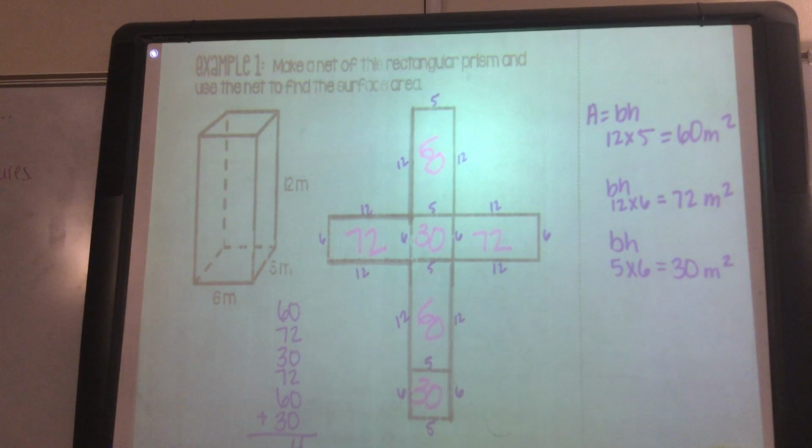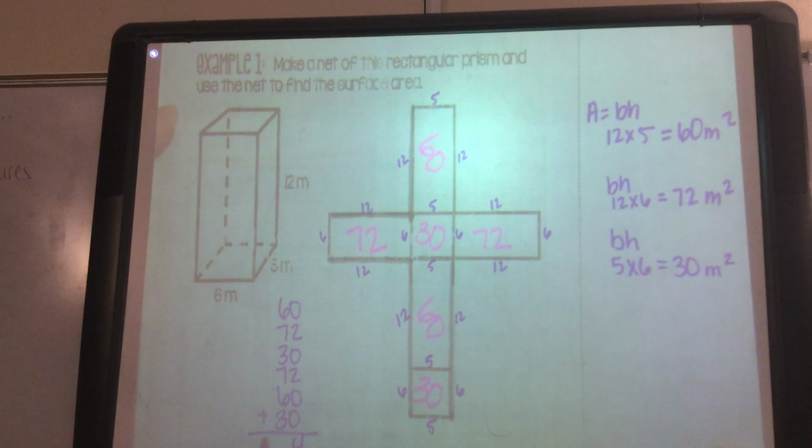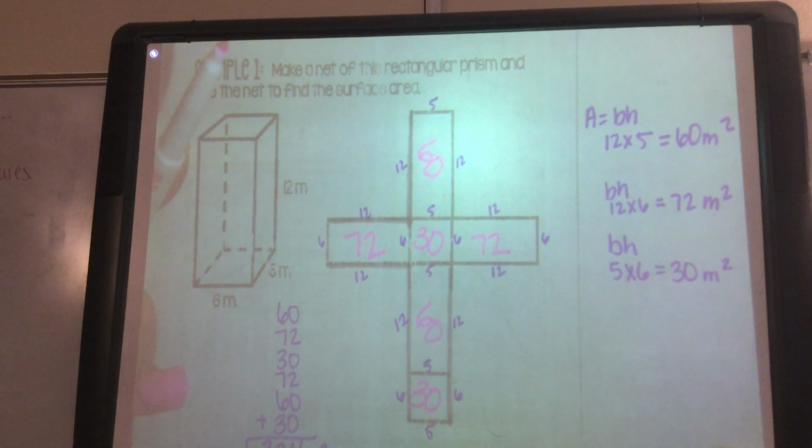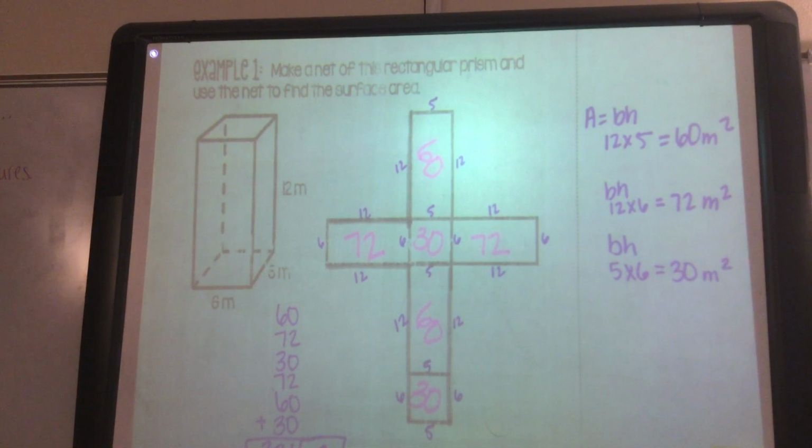We're doing the math. Okay, 10, 20 plus 12, 32. And that's meters squared because we just combined areas. Now, if you don't like to add them in a long sequence like that, you can do two numbers at a time and then just keep adding to it. We just did it in one long sequence.